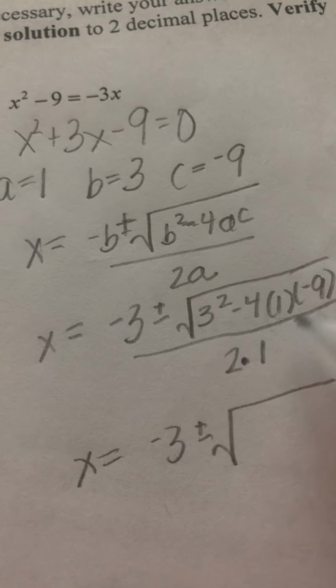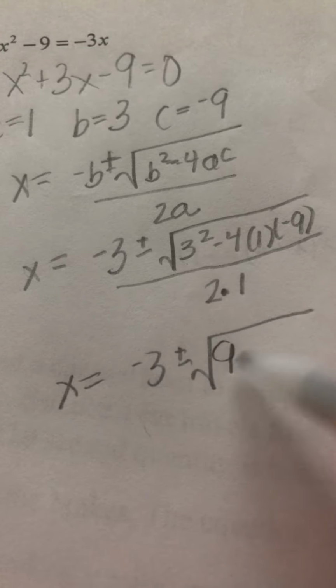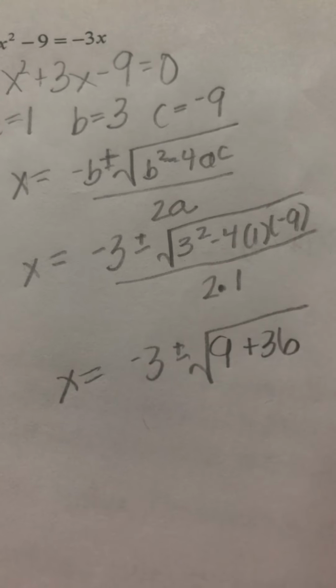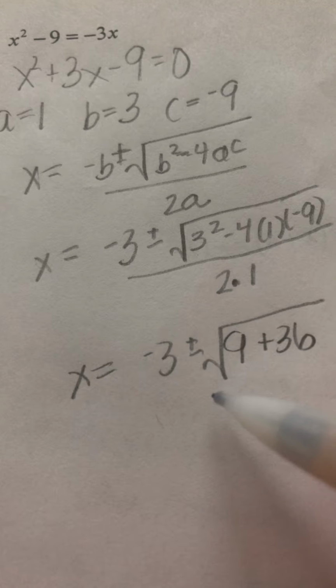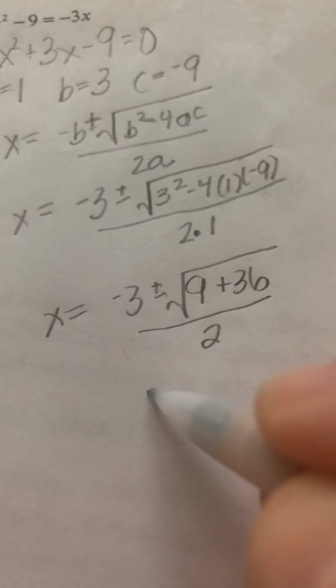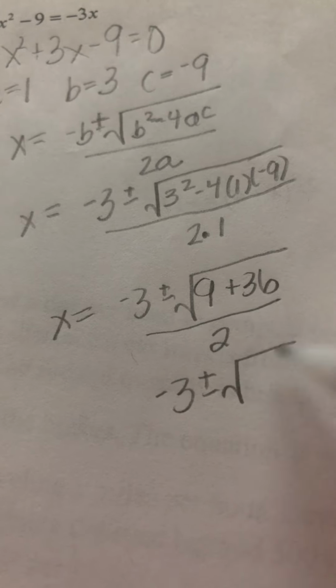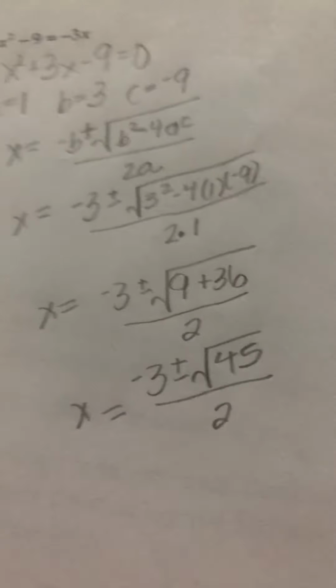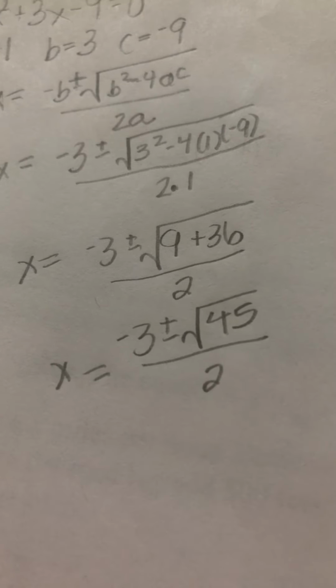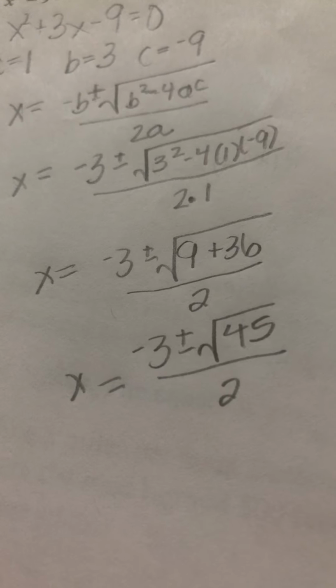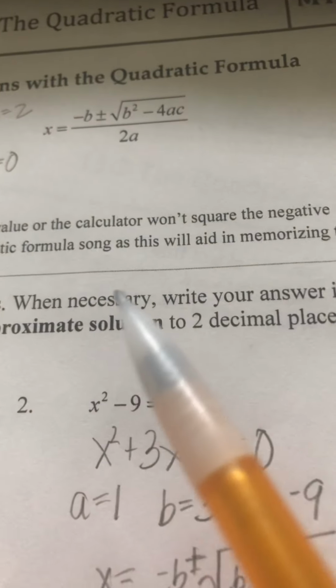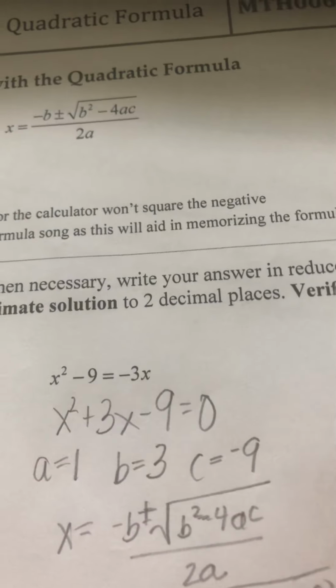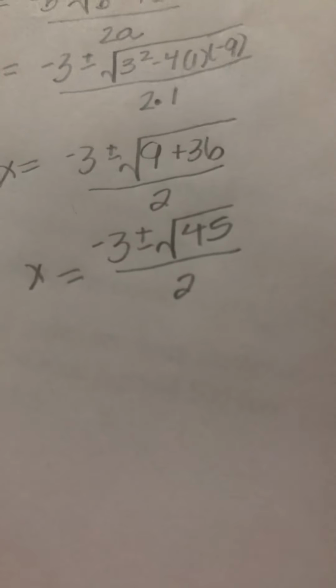This is 9, and you can be doing this all on your calculator. 9 plus 36. This is all over 2. So it's negative 3 plus or minus root 45 all over 2. Okay, so here we go, you guys. So let's see. Find the exact solution and the approximate solution to 2 decimal places. Look at the notes or the instructions. When necessary, write your answer in reduced radical form. So this is why we went through all of this radical work before then. So you have to write this in simplified radical.